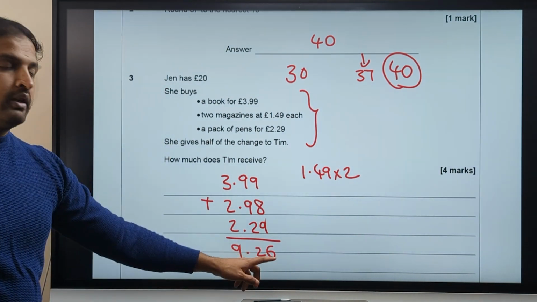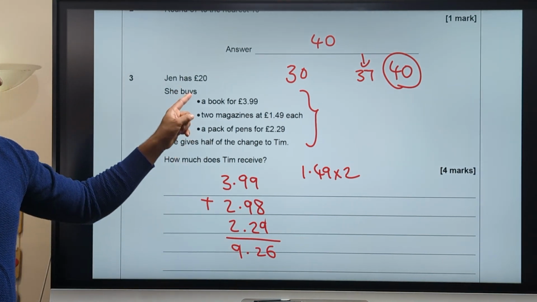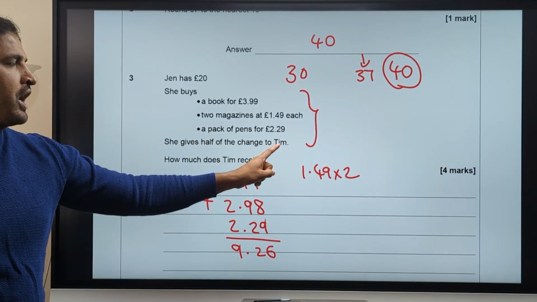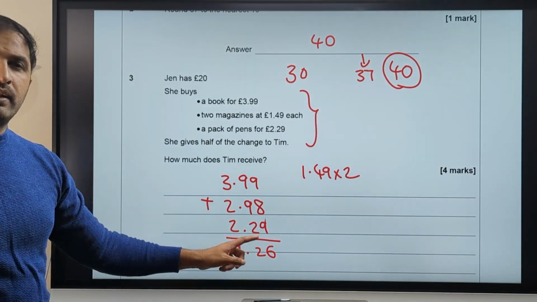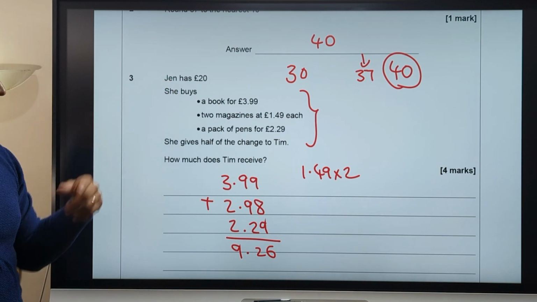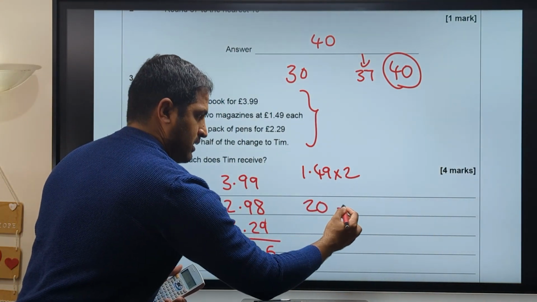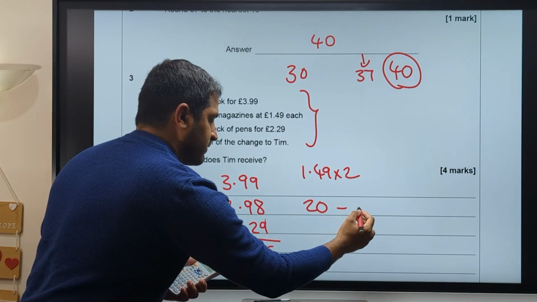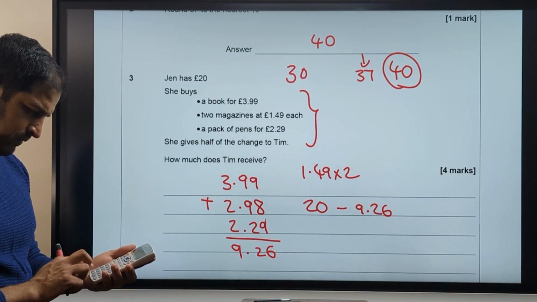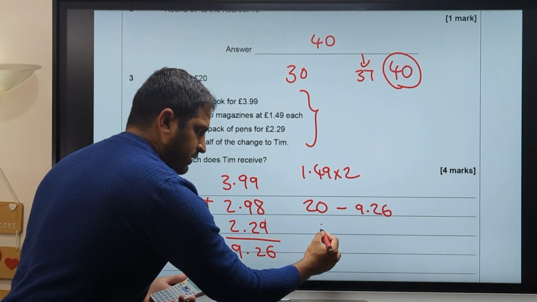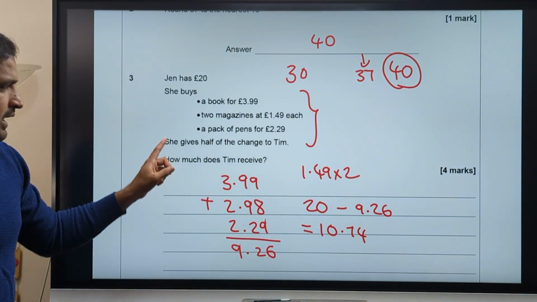I get £9.26. So that will get you 1 mark or 2 marks already. Then what we're looking to do is it gives half of the change to Tim. So if he's getting change when he's buying £9.26 worth of items, how much change is he getting? So that'll get you your 3rd mark. So we're doing 20, take away that number, which gives me £10.74. That gives you your 3rd mark.